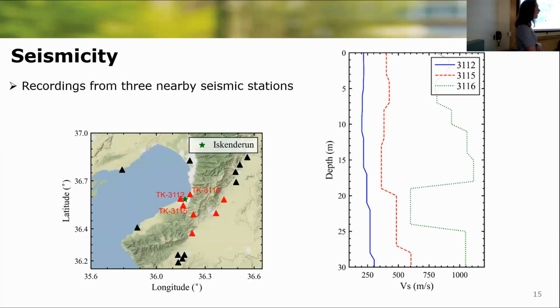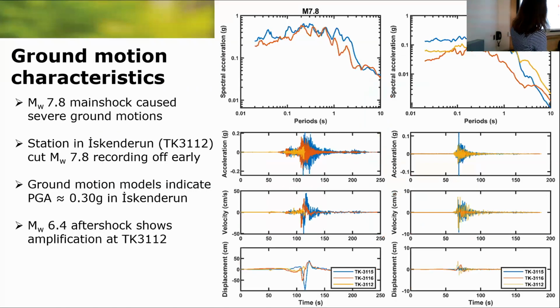The seismicity in the area: there were several seismic stations located near Iskenderun. We have access to records from these three shown here, 3112, 3115, and 3116, with their shear wave velocity profiles shown on the right, just plotting the top 30 meters of shear wave velocity. And 3112 is the station that's in Iskenderun, closest to the areas where we were able to see building damage.